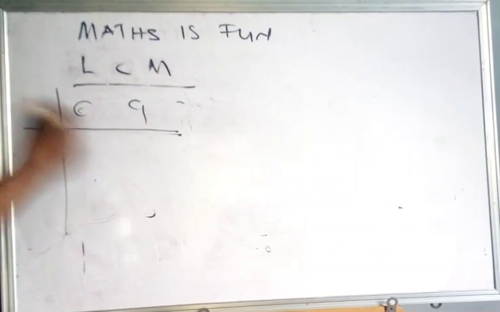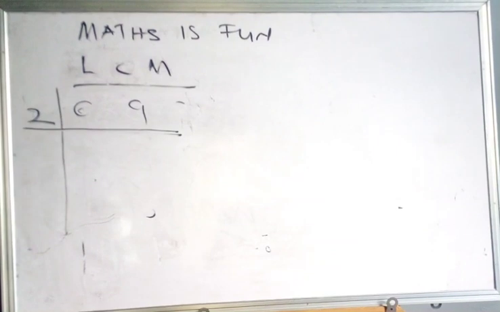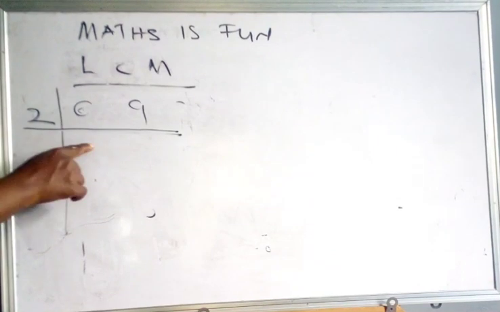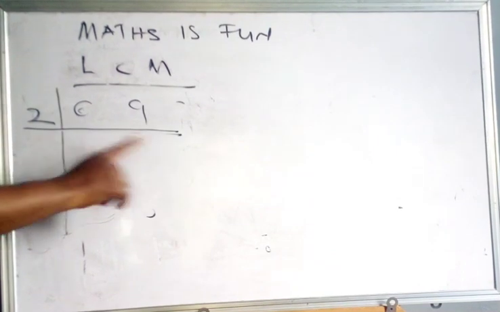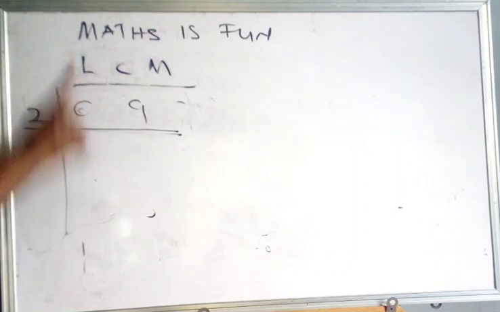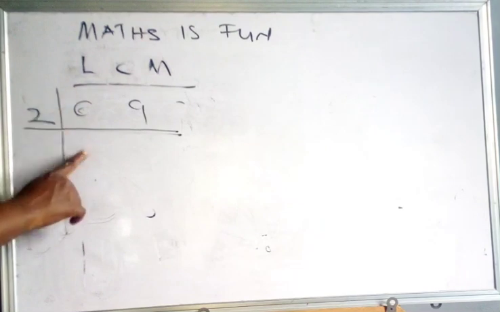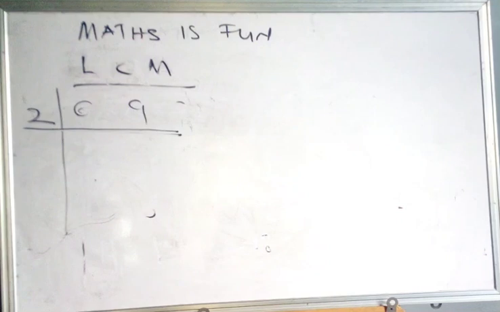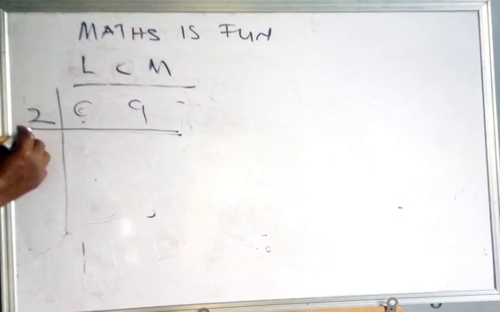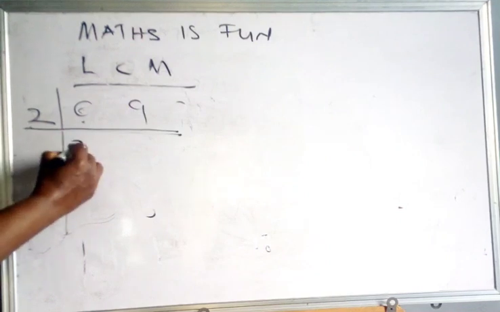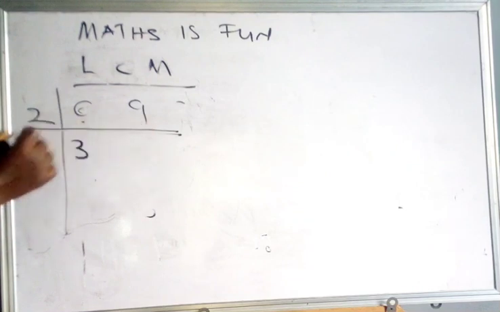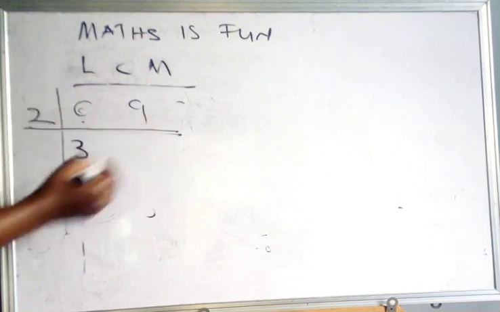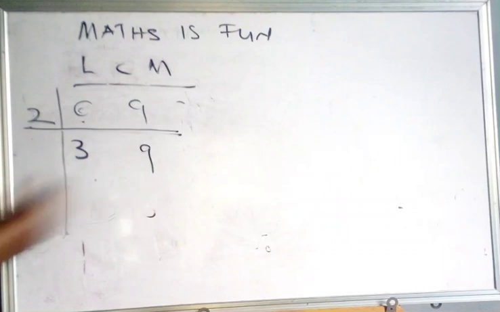For instance, here we have 6 and 9. Let's use 2, for instance, as the prime factor. 2 can be used to divide 6, but it cannot divide 9. If it was HCF, this would not work. But because it is LCM, it will work because it just requires one of the numbers for the division to take place. So 6 divided by 2 gives us 3. 9 divided by 2, of course, will give us something with a remainder. So you just bring your 9 down. So we are left with 3 and 9.